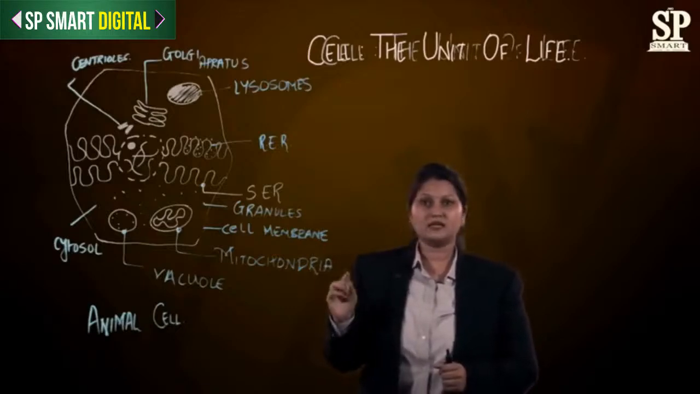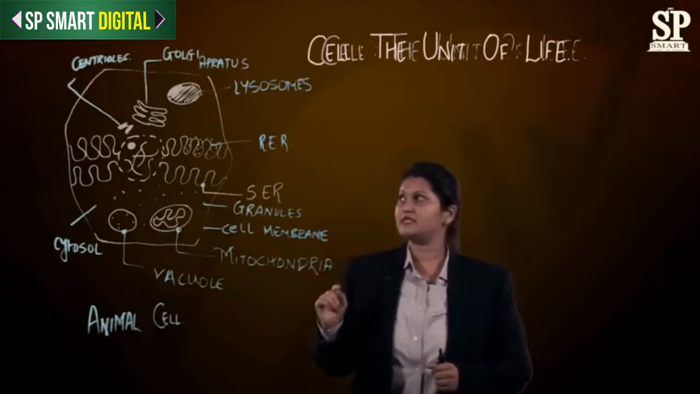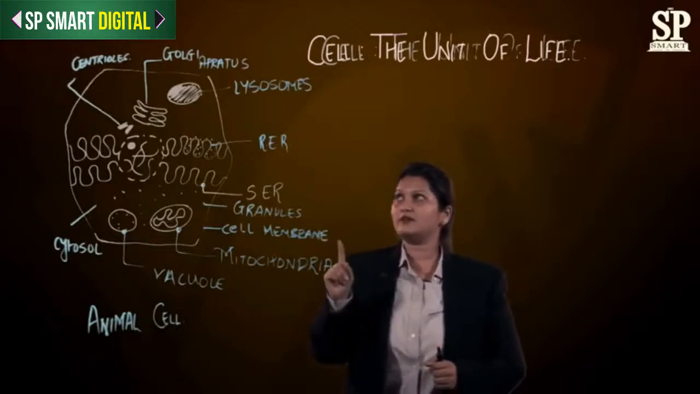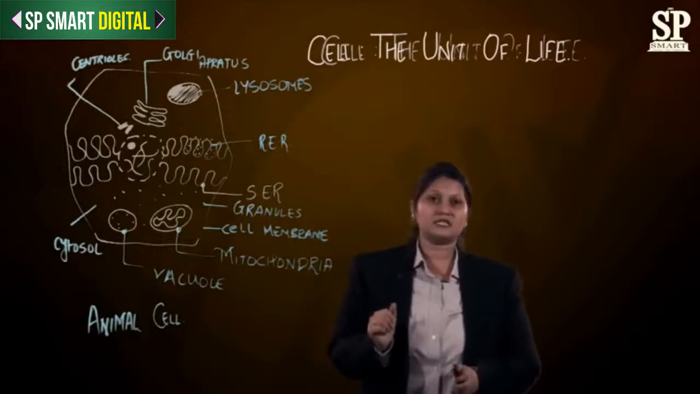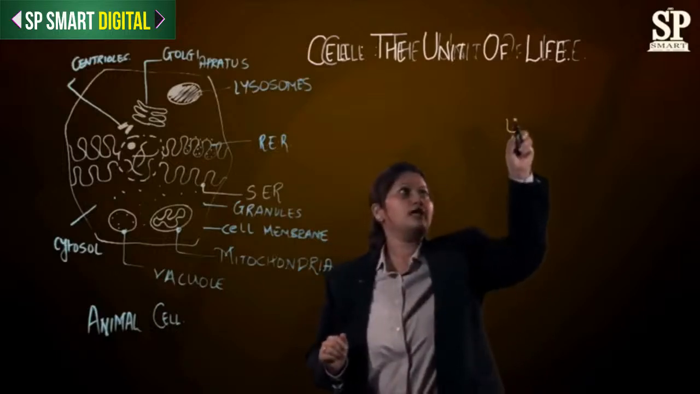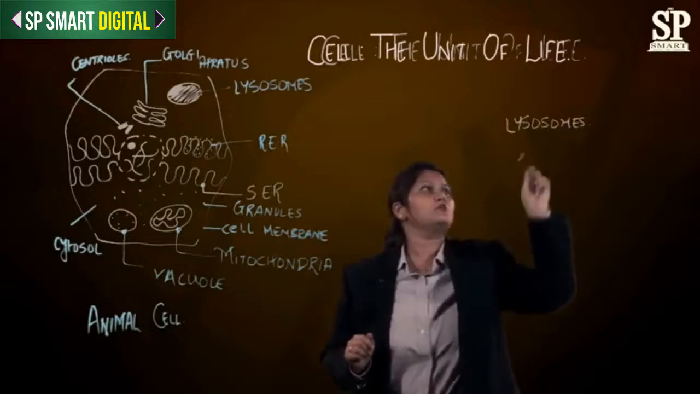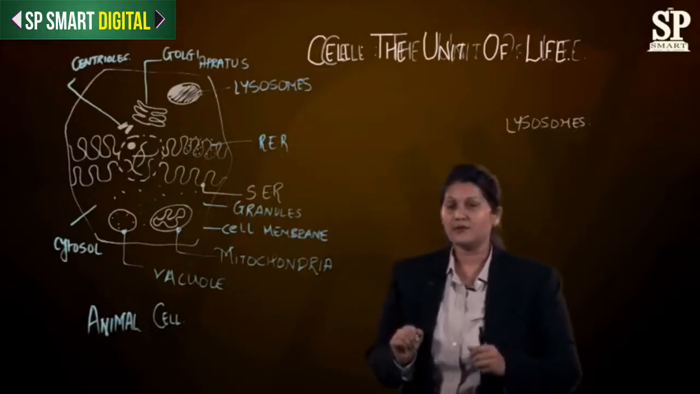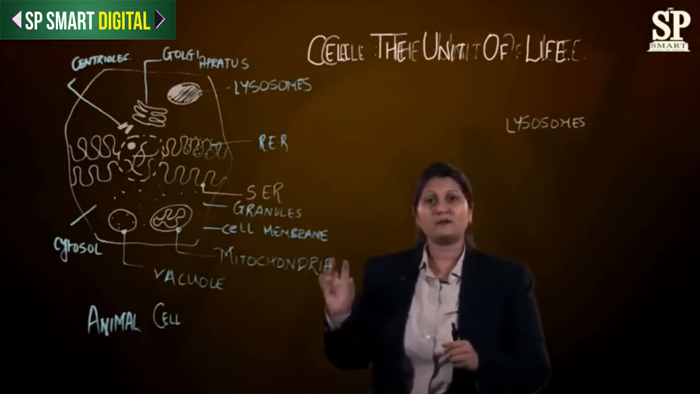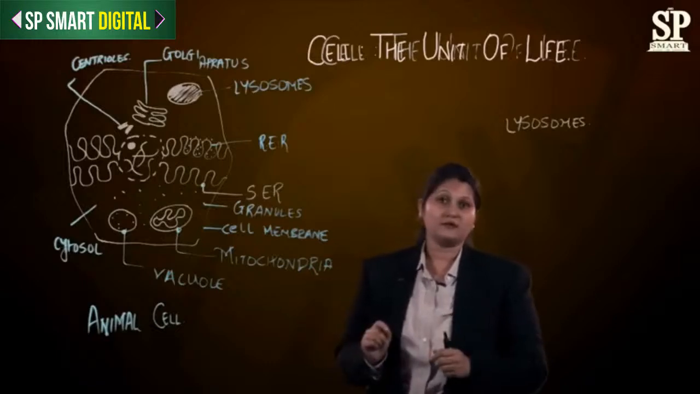Now if you just have a look at the diagram of the animal cell, in the animal cell there is one organelle which is added, which is the lysosomes. So lysosomes, this is the organelle which is having a single membrane. These lysosomes are present only and only in the animal cells.